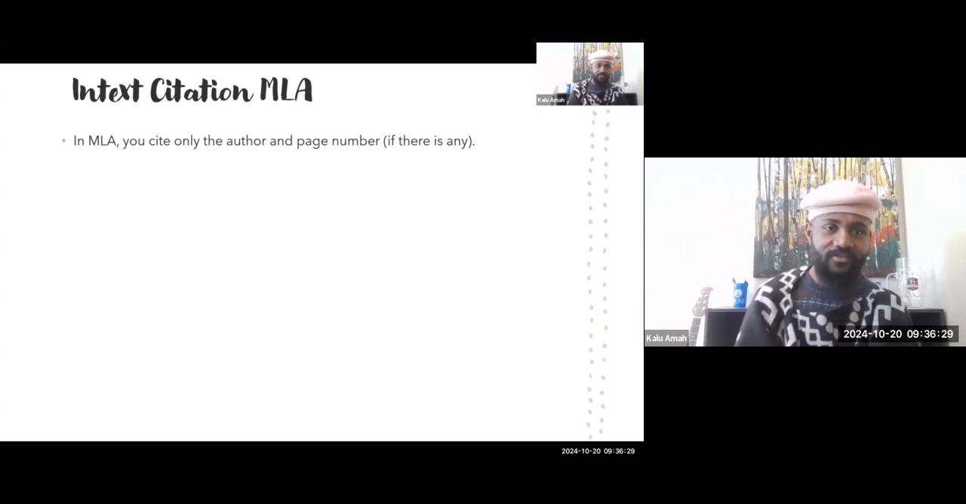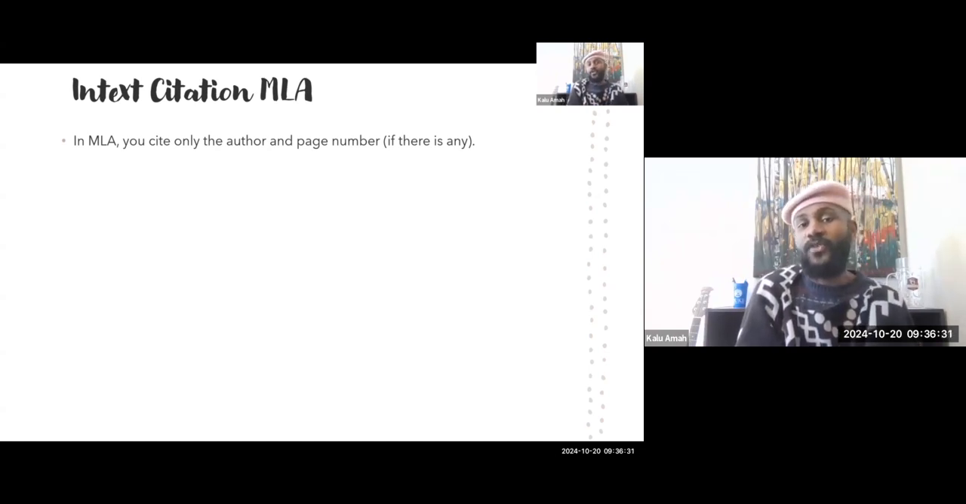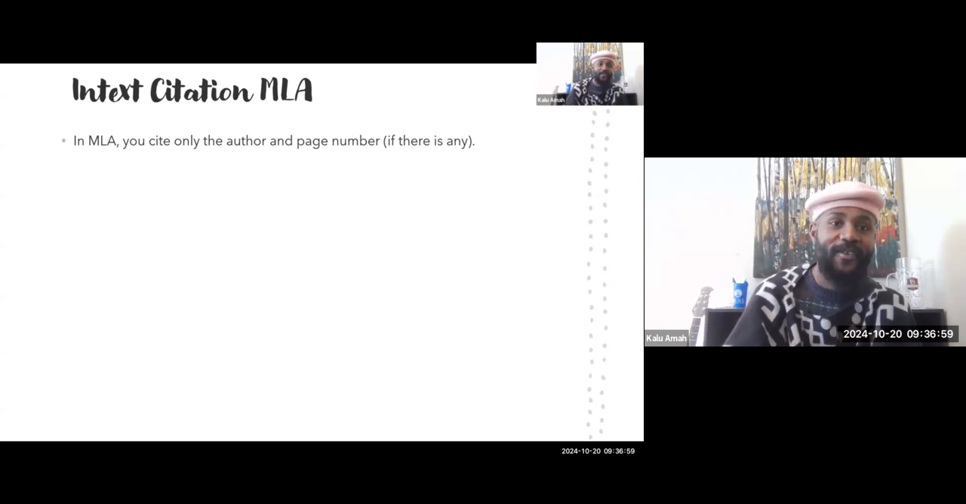So let's look at the in-text citation, MLA. So in MLA, you cite only the author and page number, if there is any page number. So the difference between MLA and APA is that in MLA, you don't bring in the year of publication of that book or the source you are referencing. You don't bring in the year. It's just the author's name. And if the source doesn't have page numbers, you don't force it to have page numbers. You just leave it that way.